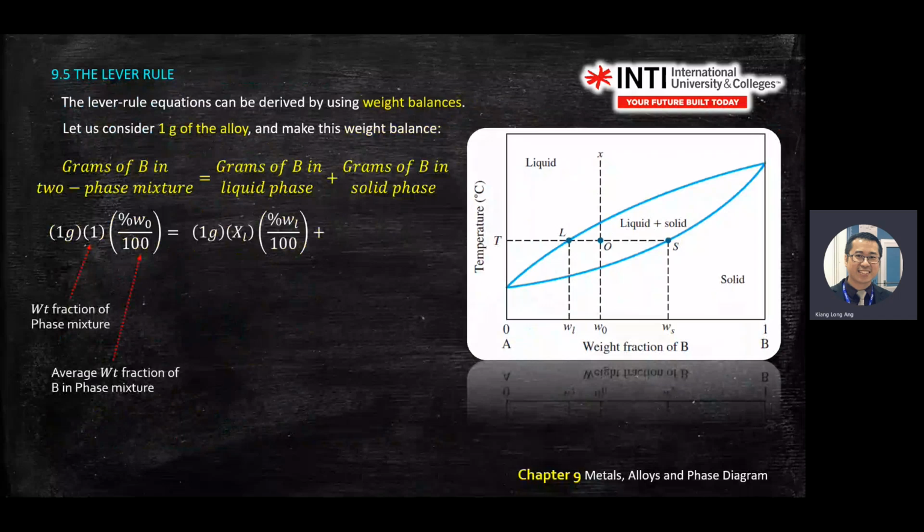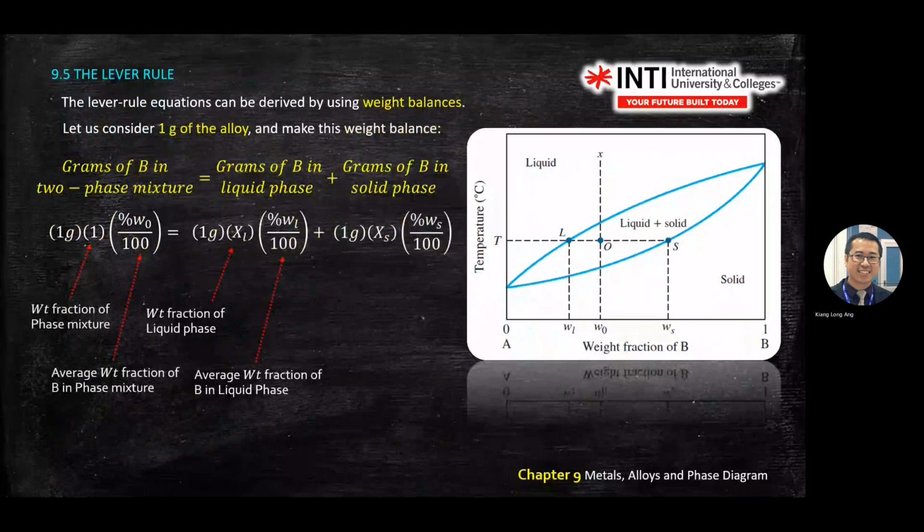You take the XL here, multiply by the weight percentage, plus the solid percentage. Okay, you change this equation to grams by using this mathematical calculation. Okay, you put in 1, and then you use the fraction.